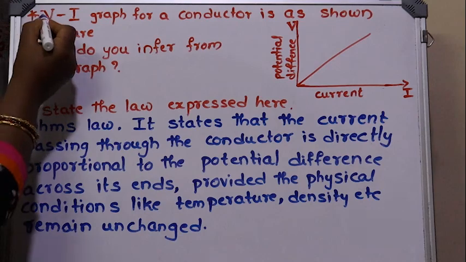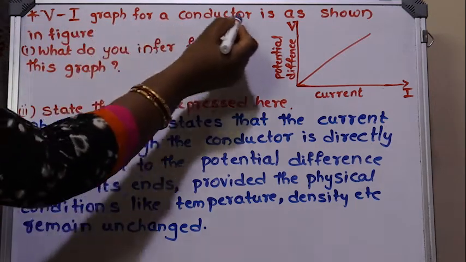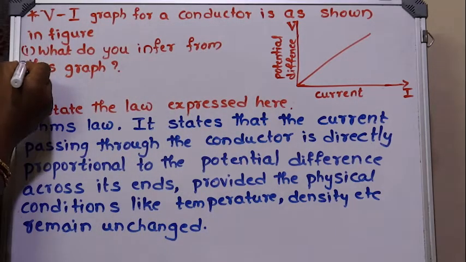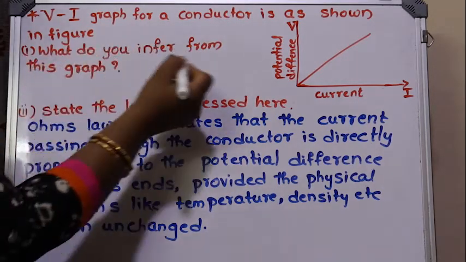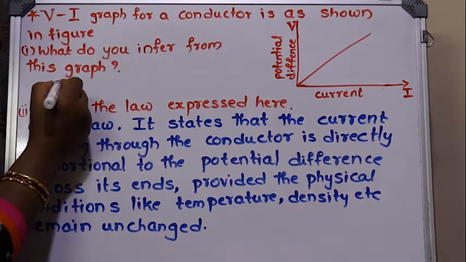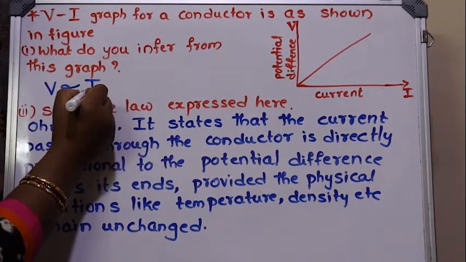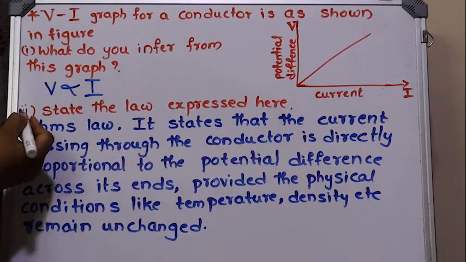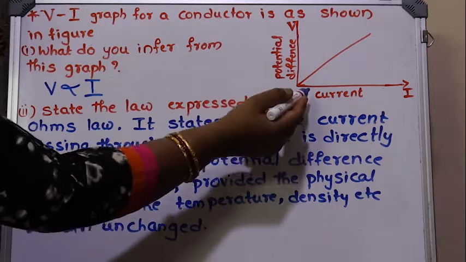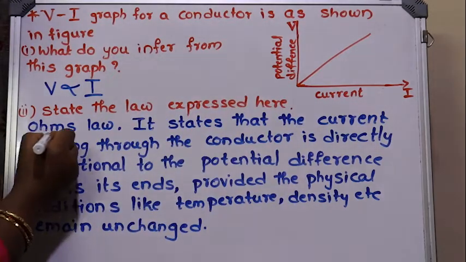The next question is, the V-I graph for a conductor is as shown in the figure. Question number 1. What do you infer from this graph? If we observe the graph, this shows that V is directly proportional to I. Second question, state the law expressed here. This graph expresses Ohm's law.